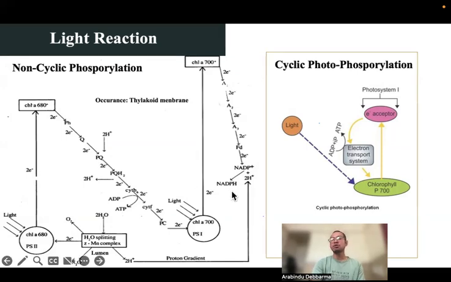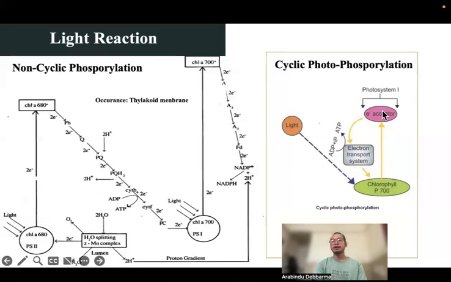That's why this is called non-cyclic phosphorylation, because the electrons don't come back to their original place, or to where they were generated. Sometimes it is also called the jet model, because if you look at it, it exactly looks like a jet form. That's why it is sometimes called a jet model.